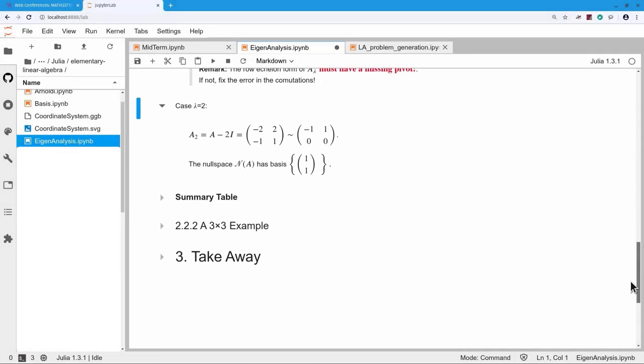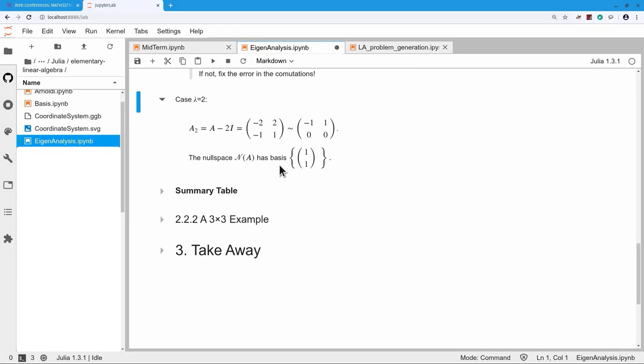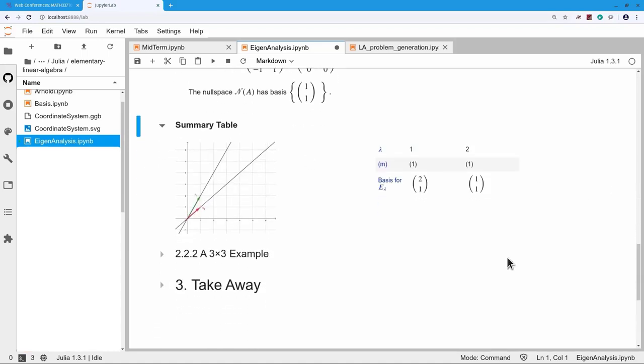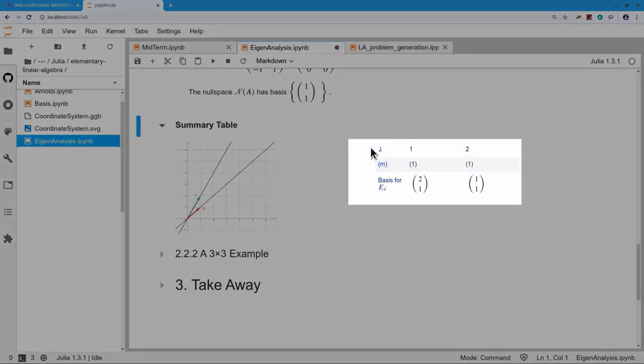So at this point, we have both the eigenvalues and the associated basis vectors. Let's collect the whole thing in a summary table. There's actually two things I'll do: one is I'll have the table, and two, I'll have a graph for that table. The table starts with, in the first row, the eigenvalues, lambda. We found two eigenvalues, lambda equals 1 and lambda equals 2.